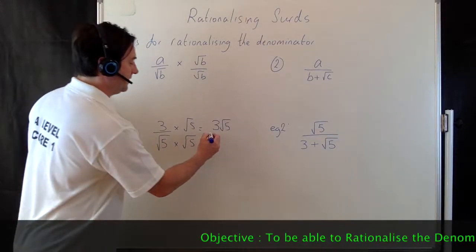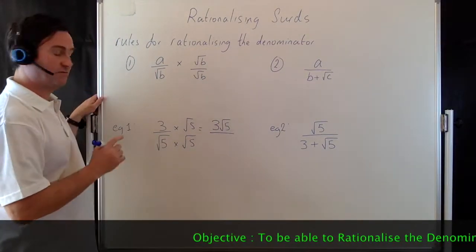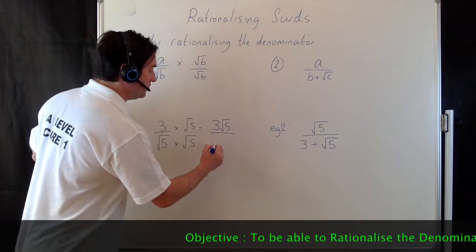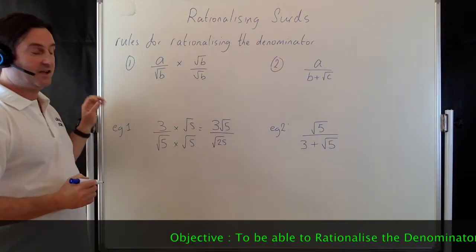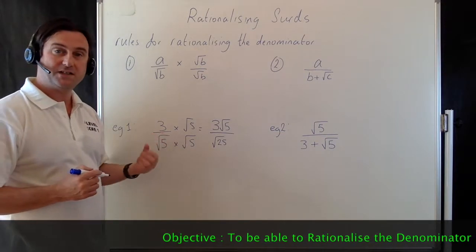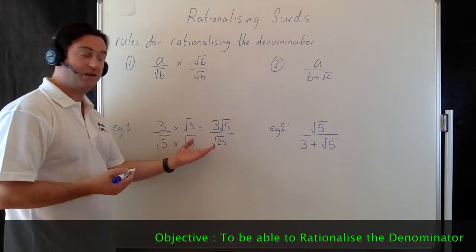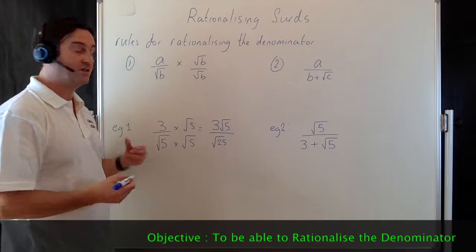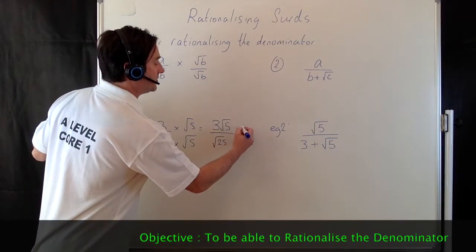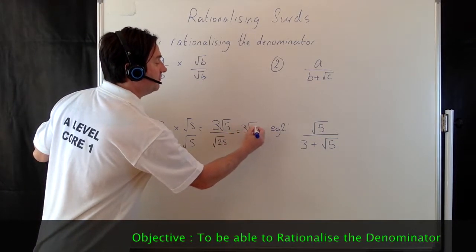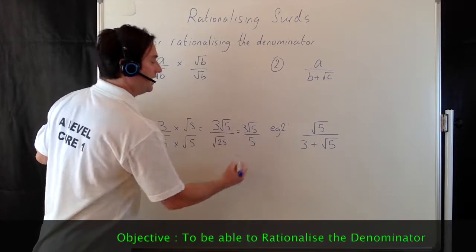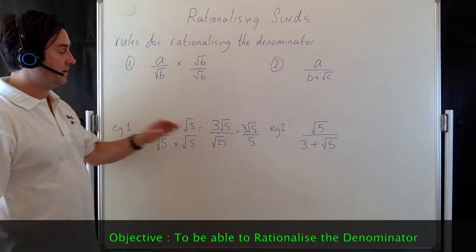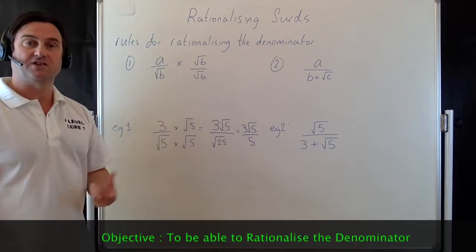On the bottom, we're going to have root 5 times root 5, which is root 25. Now from that, you should be able to see that the square root of 25 is 5. We can rationalise it. So our answer becomes 3 root 5 divided by 5. Note that the denominator now has been rationalised.